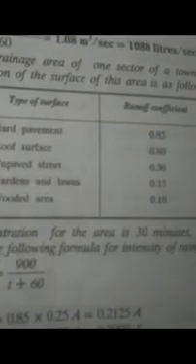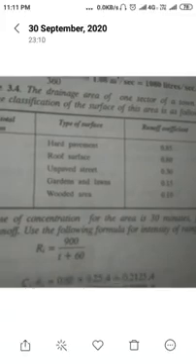Another problem here. A drainage area is given in one sector of the town, of 20 hectares. The percentage of the different surface areas is given, the type of surface is given, and the runoff coefficient is also given. The time of concentration for each area is given as 30 minutes here.